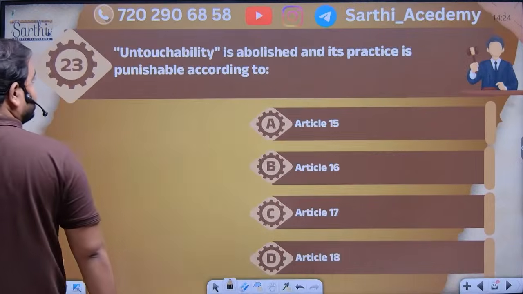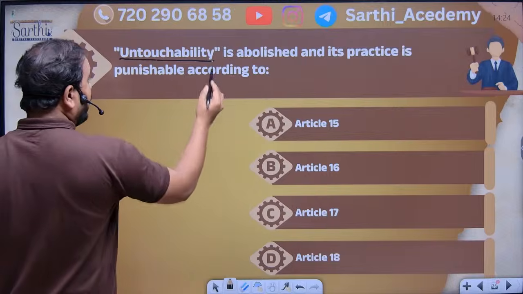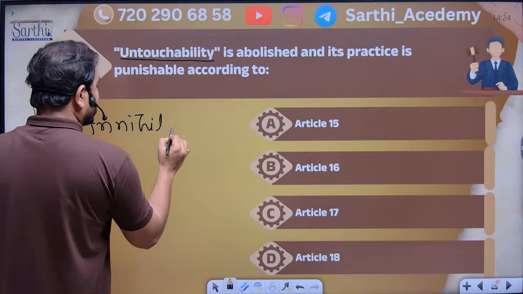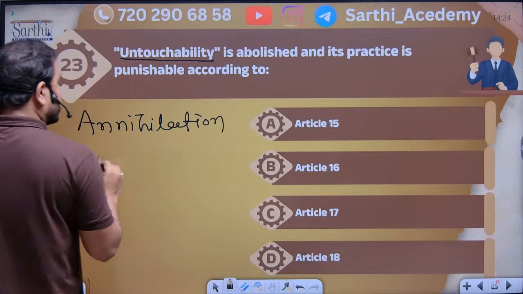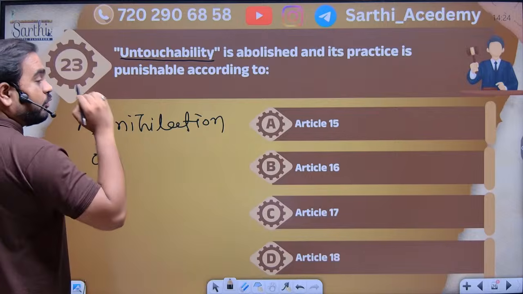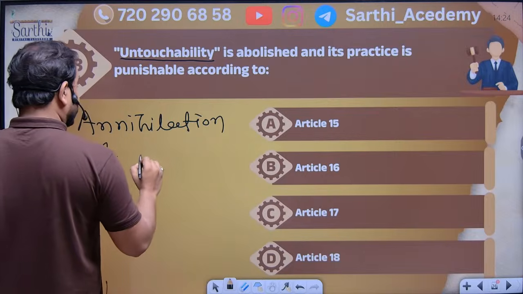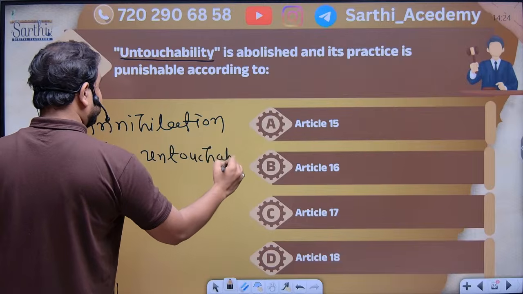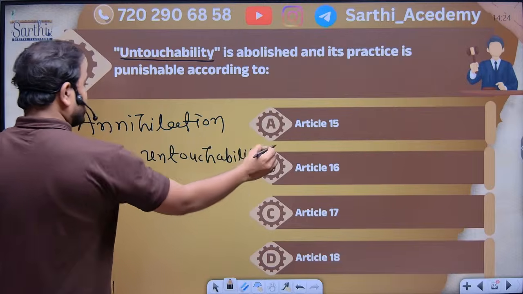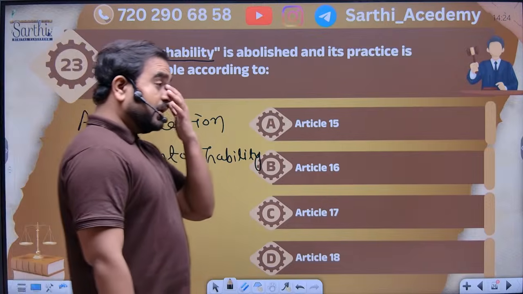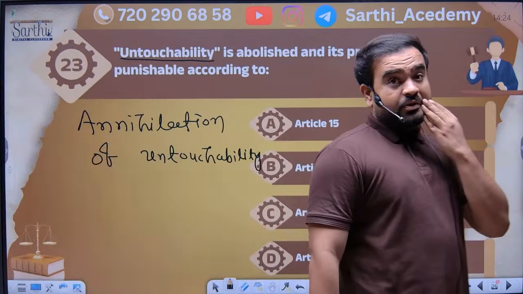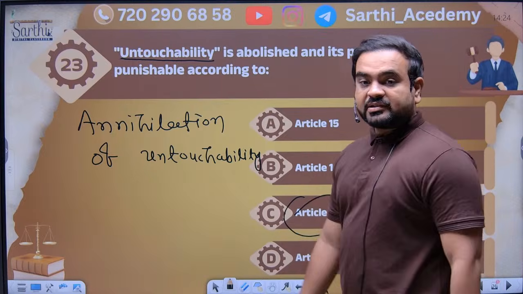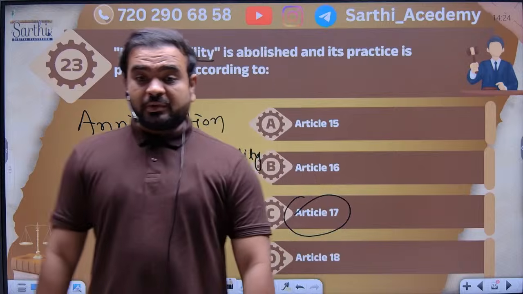Article number 23. Untouchability is abolished. Annihilation of untouchability. This slogan was actually given by B.R. Ambedkar. Annihilation of untouchability. So please answer which article deals with the annihilation of untouchability, or you can say abolition of untouchability. So that is article 17. Article 17 deals with the abolition of untouchability.